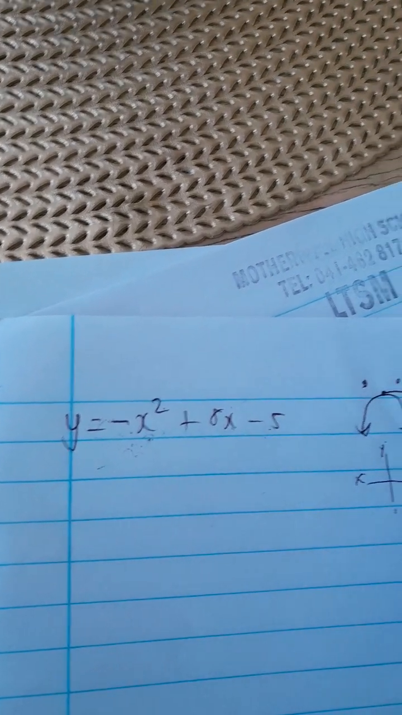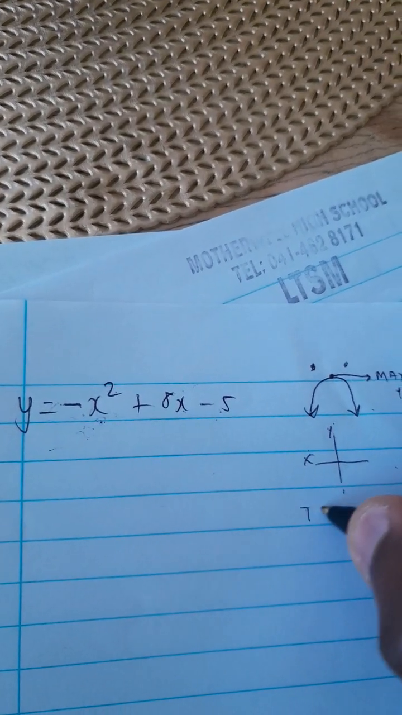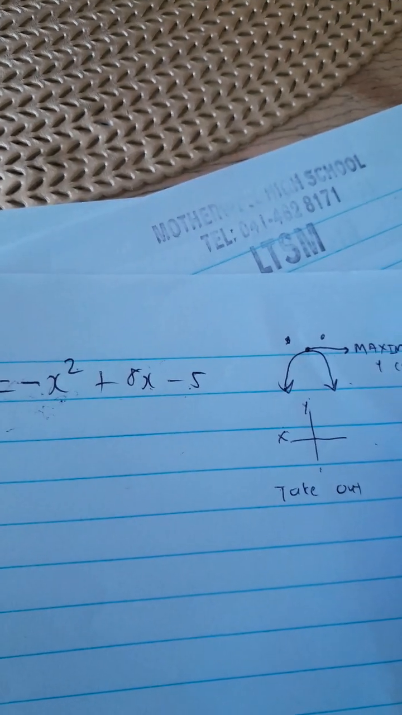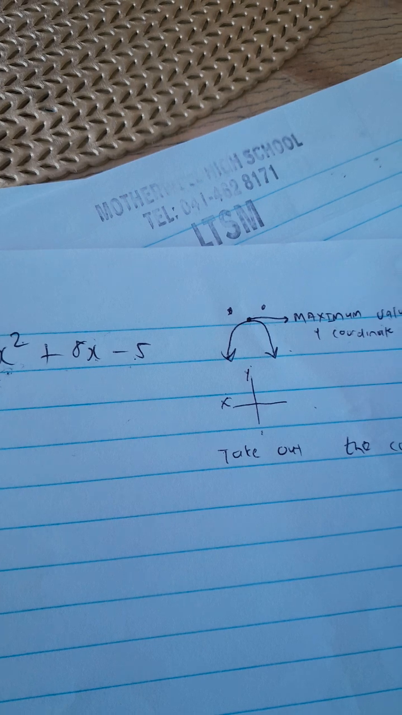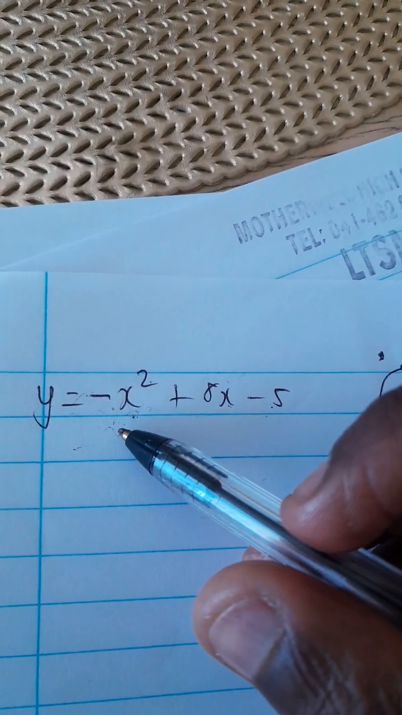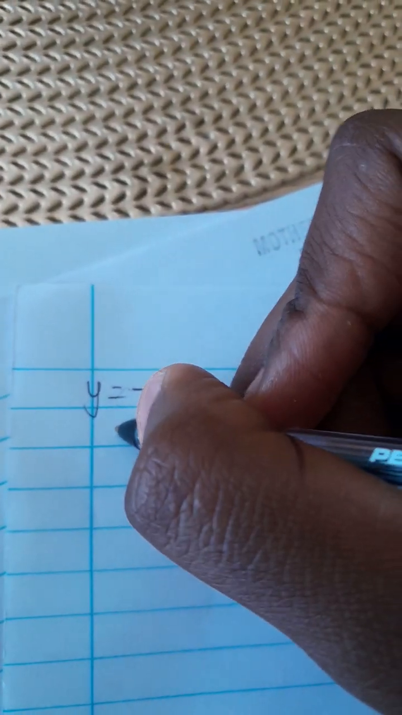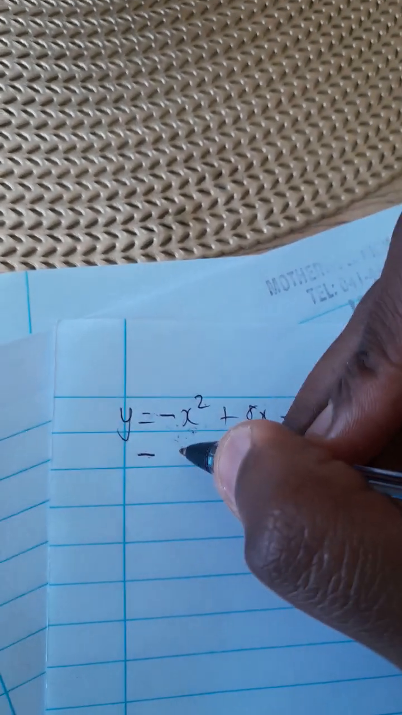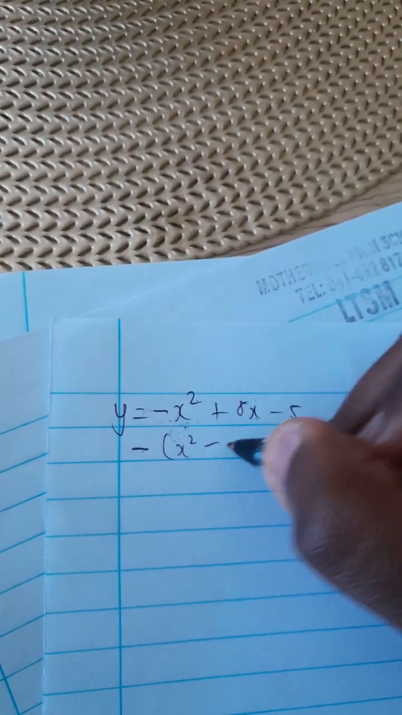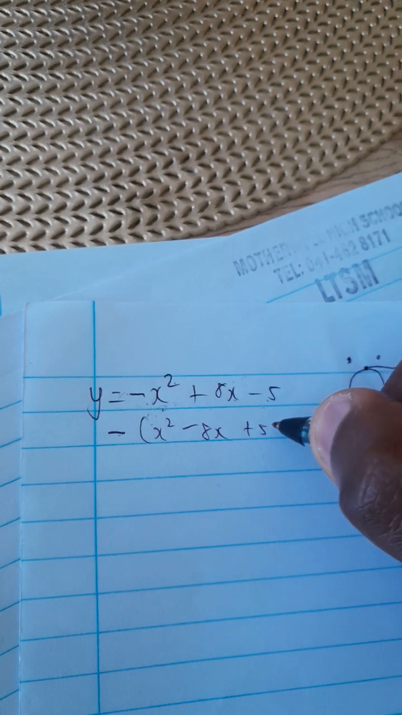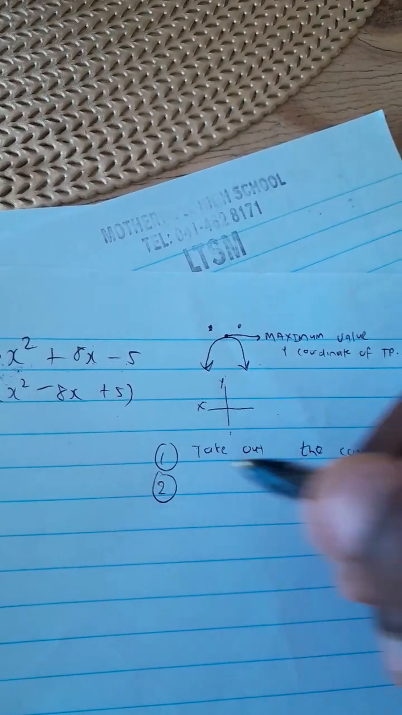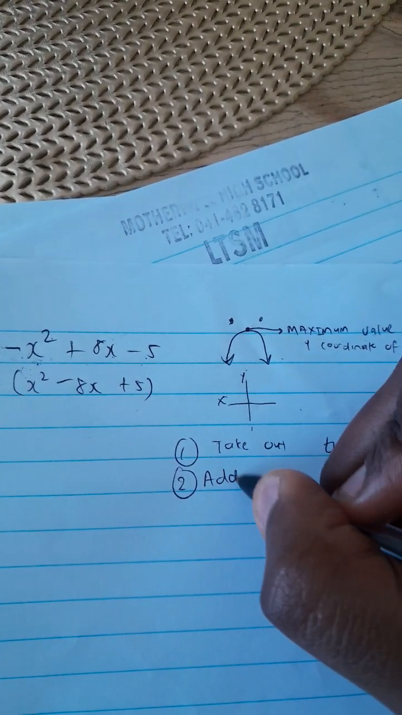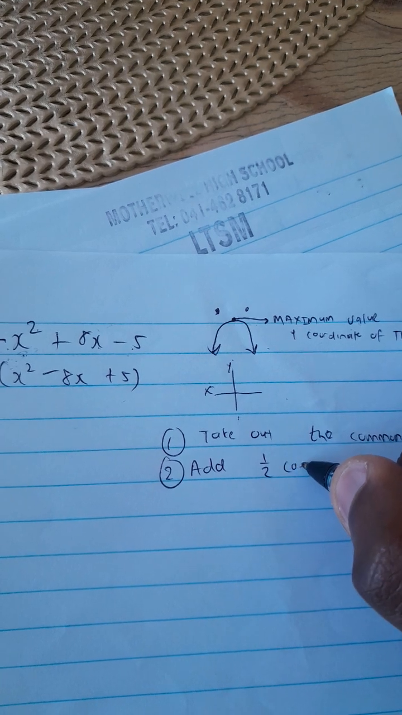The first step that we do to complete the square is take out the common factor. In this case, whenever the first term has a negative coefficient, we take out that negative sign as a common factor. So we put the negative outside, and inside we have x squared minus 8x plus 5. That's the first step: take out the common factor. Step 2, we must add half the coefficient.